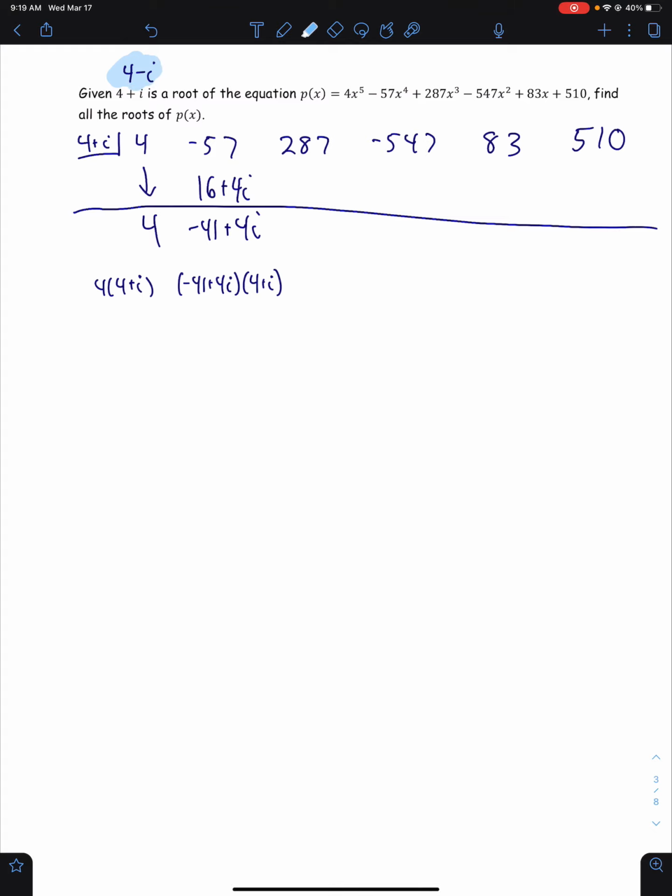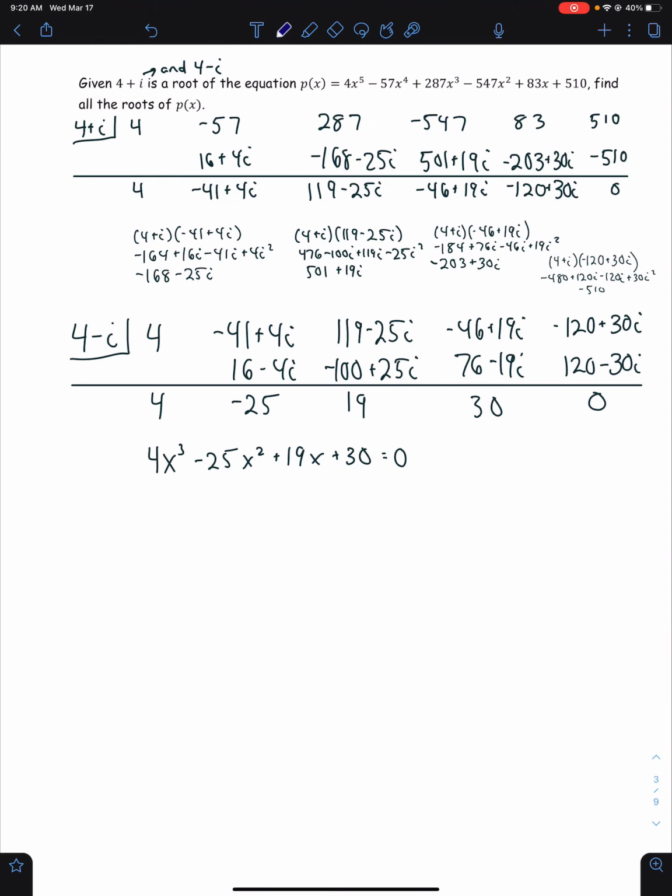So pause the video, do that, and you can keep going if you want to, but I want to go over the next step after you do these two. So pause the video and play it once you're done with that. So after you do all of the arithmetic, this is what you should get.